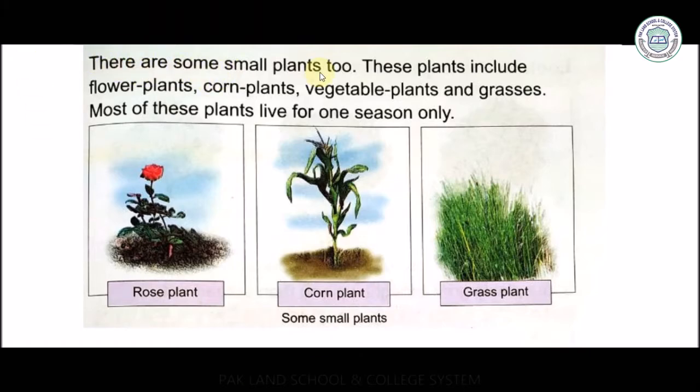There are some small plants too. These plants include flower plants, corn plants, vegetable plants and grasses. Most of these plants live for one season only. Here are some pictures of small plants.